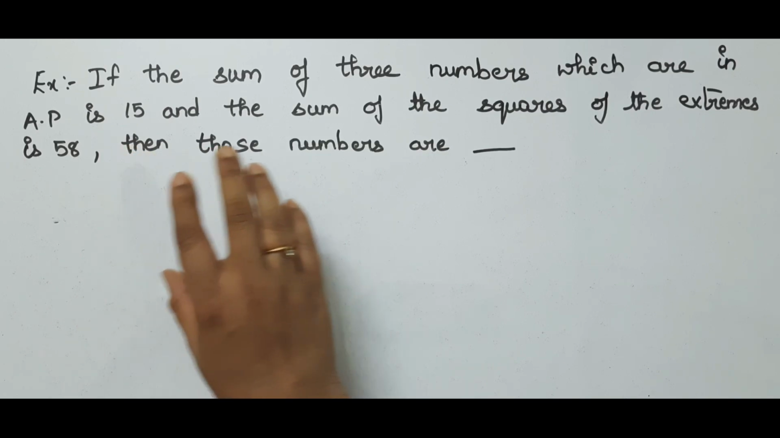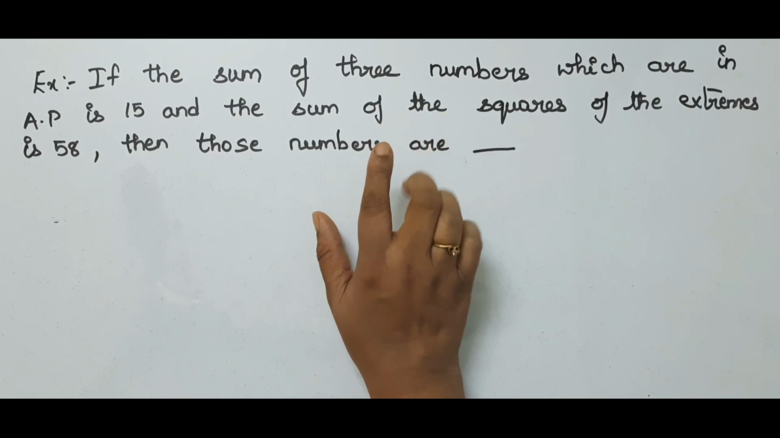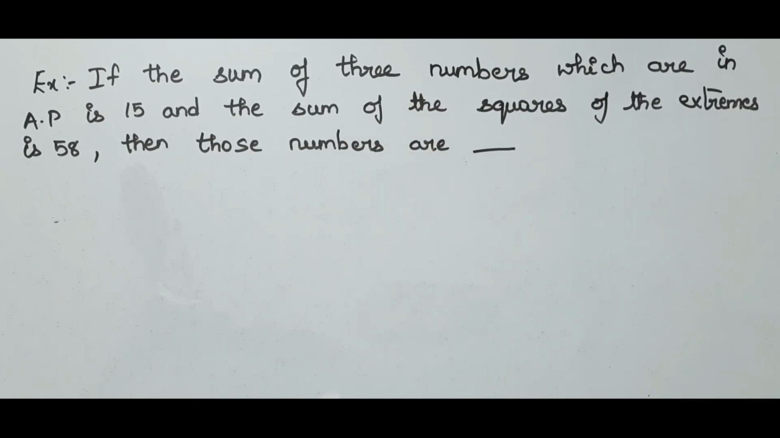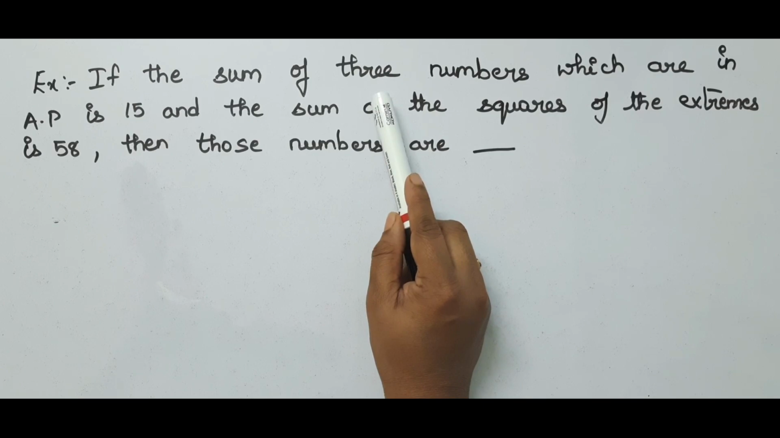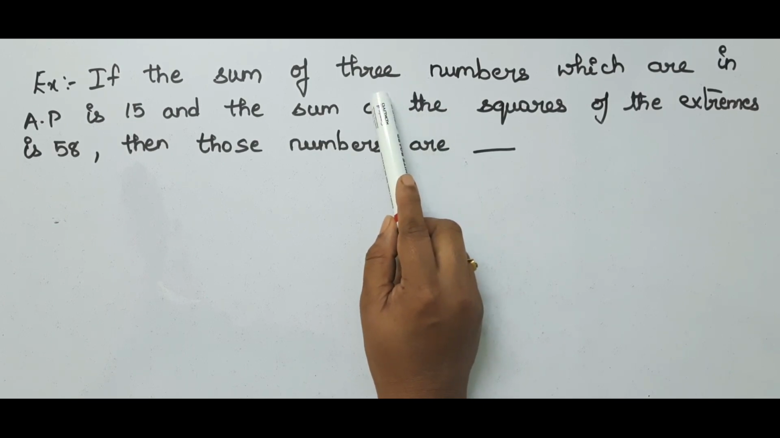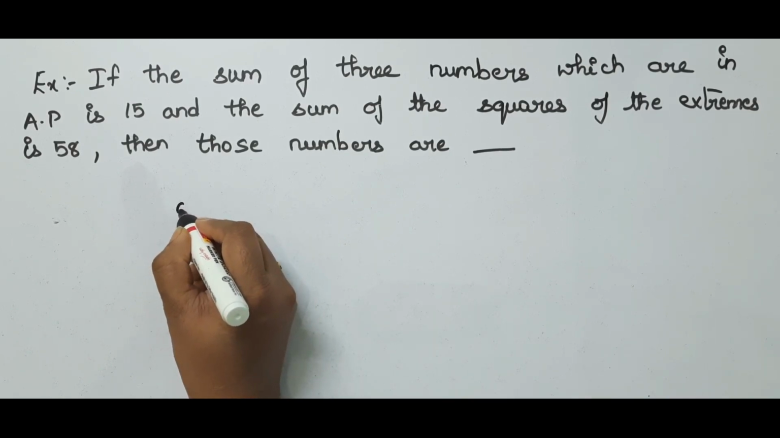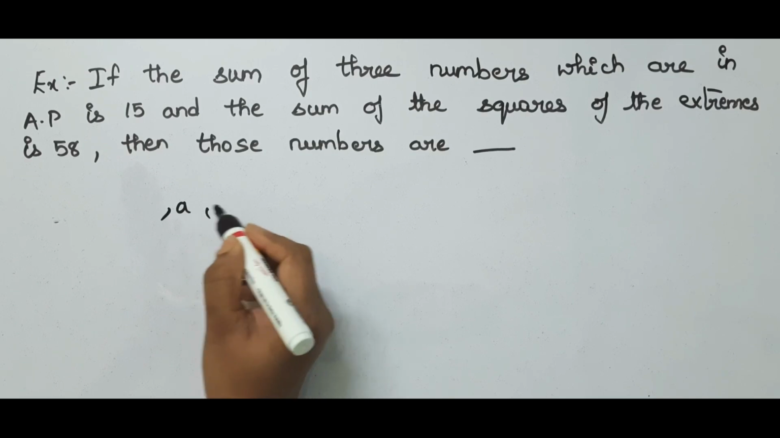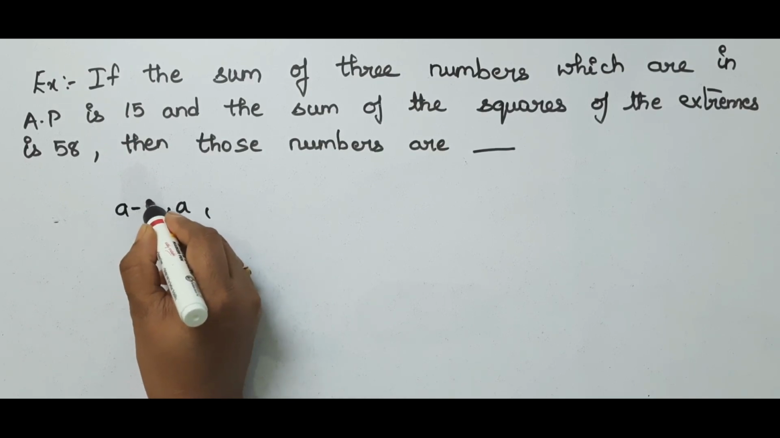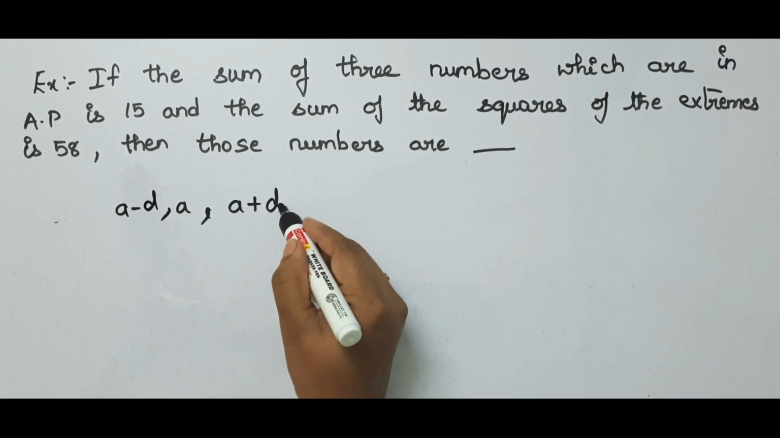So the progression is in arithmetic progression. When they give this type of problem, first we have to check how many numbers they have asked to take. Here there are three numbers, is it not? 3 is nothing but an odd number. So when it is an odd number, we have just learned that we have to take those three numbers as: in the middle the number will be a, the remaining two numbers will be a minus d, a plus d. These are the three numbers which we have to take.